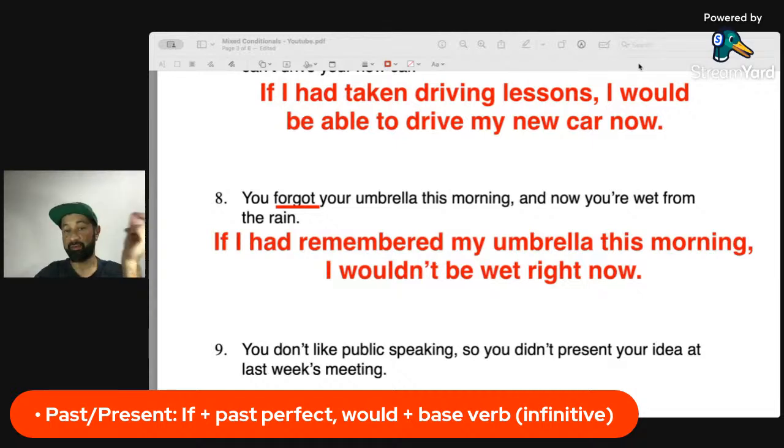Okay. If I remembered my umbrella this morning, so if it hadn't slipped my mind to bring a brolly, I wouldn't be wet like a stray cat. Okay, almost perfect. If it hadn't slipped my mind to bring a brolly, I wouldn't be wet like a stray cat.